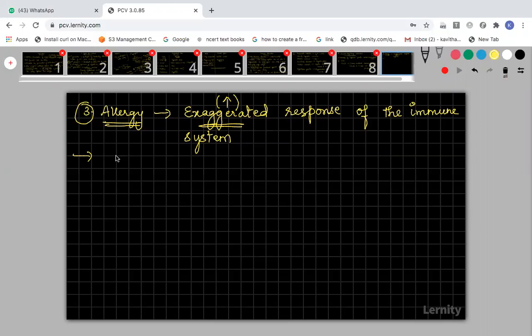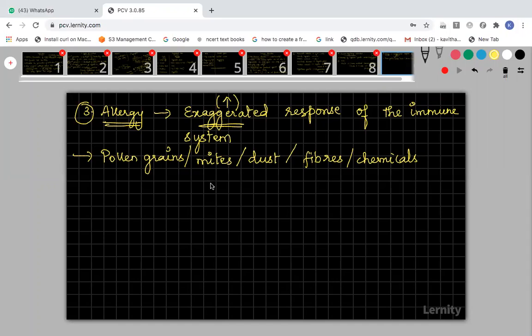Let me tell you, some persons may be allergic to pollen. In the first chapter we studied, right? In some persons it may cause hay fever or some allergic disorder. Some people will be allergic to mites, some to dust, some to fibers, chemicals. Some may be allergic to cosmetics.